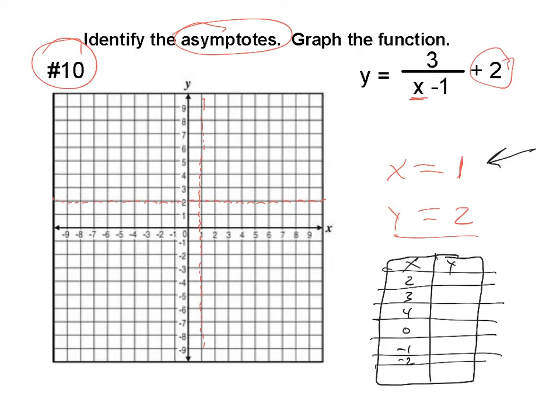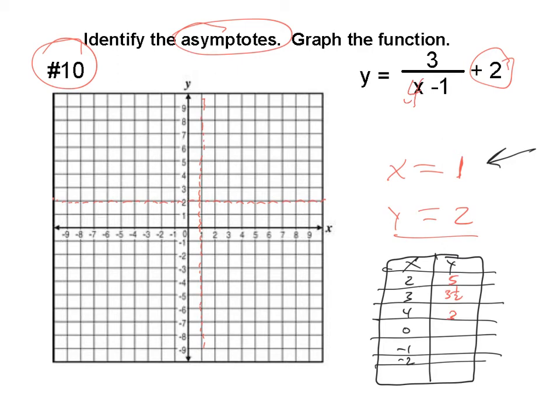So let's put in these numbers. If I put in a 2 right here for x, I get 2 minus 1 is 1, so 3 divided by 1 is 3 plus 2 is 5, right? So I get 2, 5. Now if I put a 3 in for that value right there, 3 minus 1 is 2. So 3 divided by 2 is 3 halves, or 1 1/2 plus 2 is 3 1/2, right? And then if I put a 4 in right there, I'll do that real quick. That gives me 3. So 3 divided by 3 is 1 plus 2 is 3.